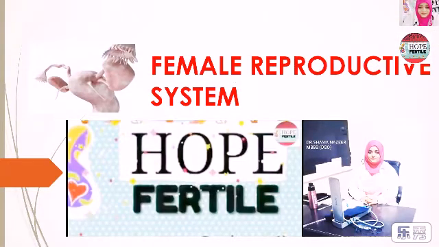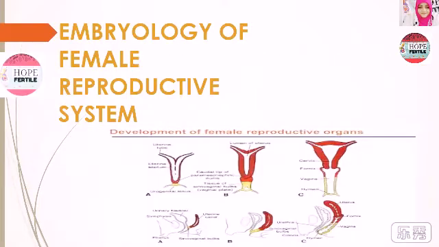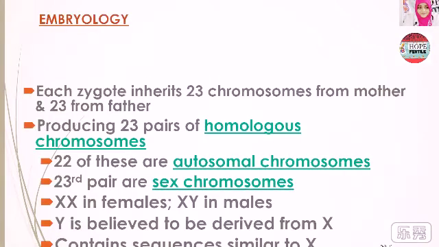So our topic, female reproductive system. We'll start with the embryology of the reproductive system. I like to start with this: each zygote inherits 23 chromosomes from the mother and 23 from the father, producing 23 pairs of homologous chromosomes. 22 of these are autosomal chromosomes, and one pair, the 23rd pair, is the sex chromosome. In this, XX is in females and XY in males.